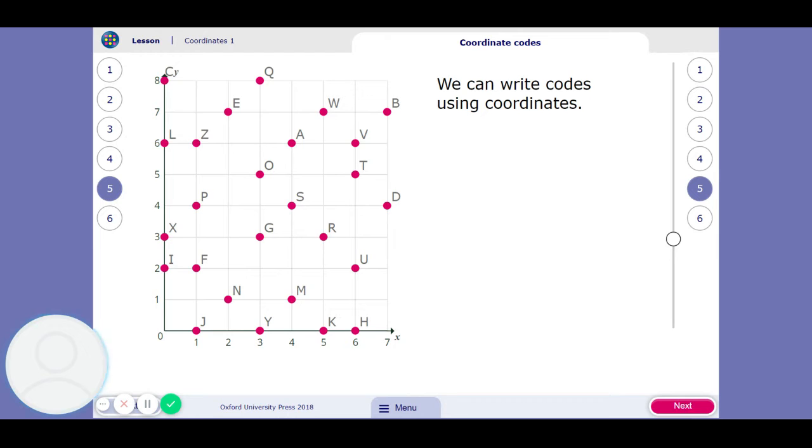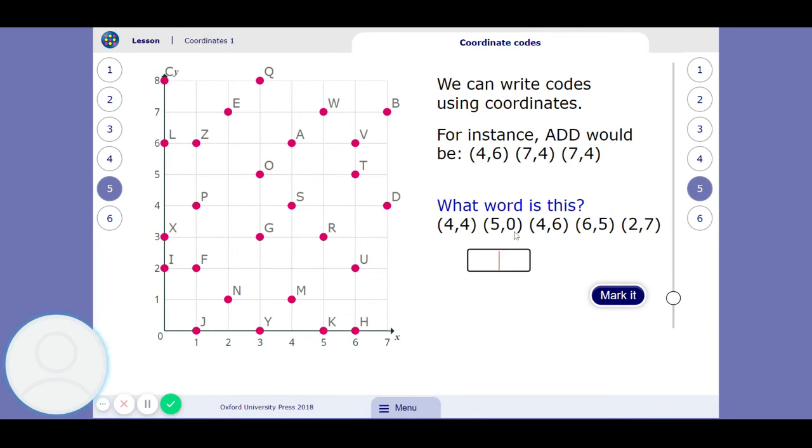So we can write code using coordinates. For instance, the word add would be 4, 6, 7, 4, 7, 4. So let's check that. 4, 6, 7, 4, and then the same 7, 4. So what word is this?